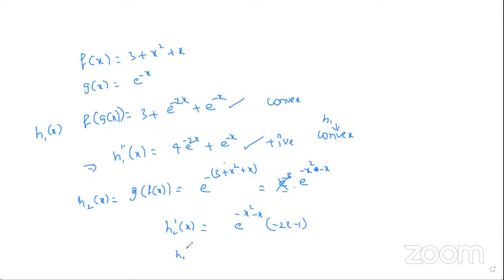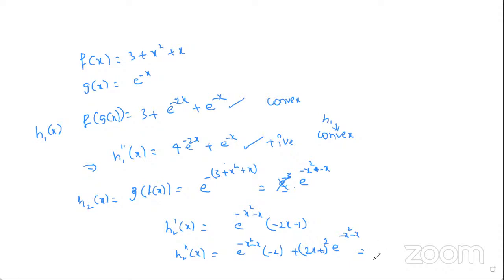So what about the h2 double dash of x? It will be equal to e power minus x square minus x. First I will differentiate this, later I will differentiate this. To differentiate this, it's going to be equal to minus 2. And then if you differentiate this part, it's going to be minus 2x minus 1 again. So plus of minus 2x minus 1 into minus 2x minus 1, that's going to be equal to 2x plus 1 whole square, into e power minus x square minus x, right? Until now, is it clear?